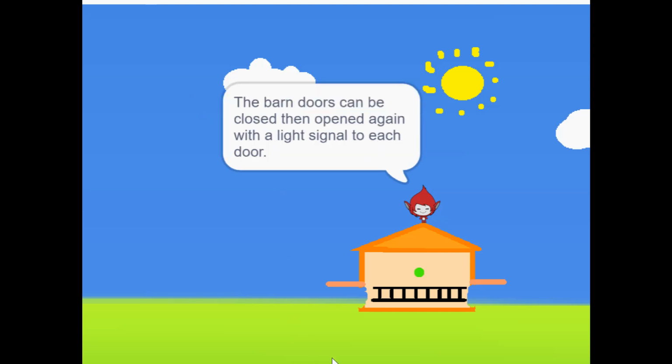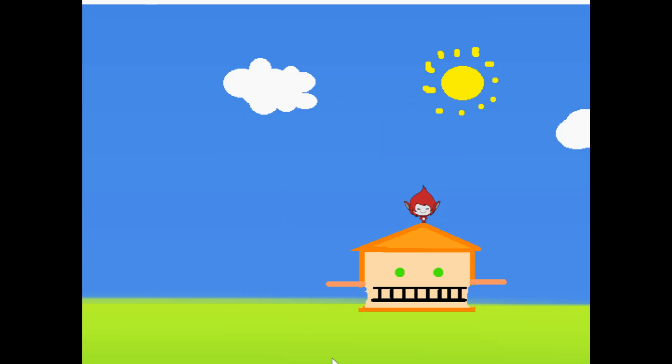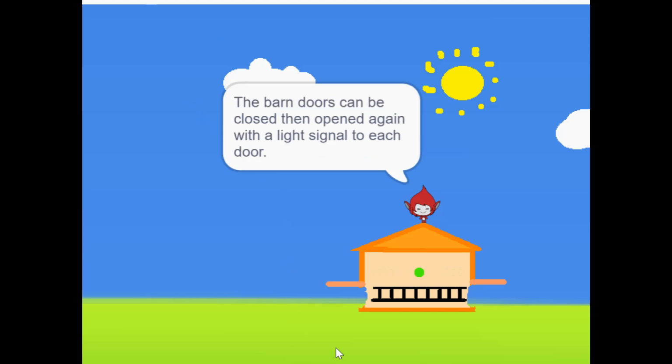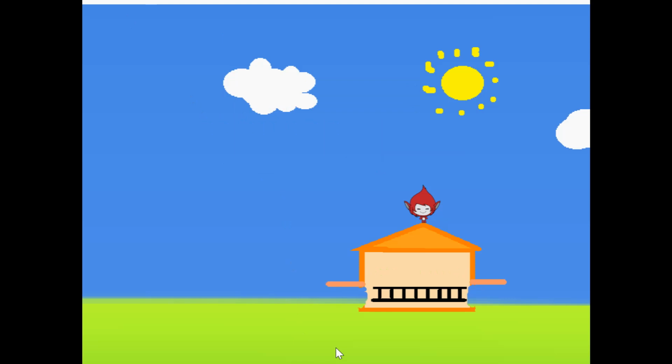The barn doors can be closed and open again with a light signal to each door. Here we go. Closed, open. Let's watch it again. Okay, the barn and the ladder are the same length, so the ladder fits in. Close, open. So that's what the light signal does. So the natural state of the doors is to be open. They just close when they get hit with a light signal, but then open again straight away.